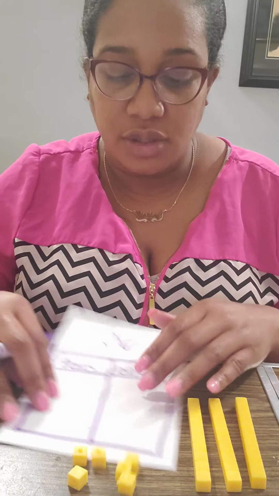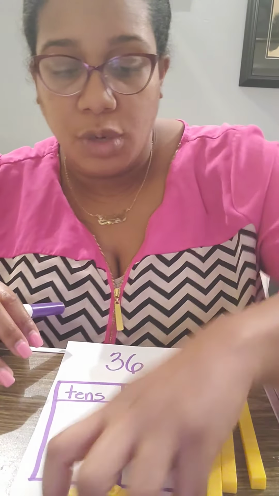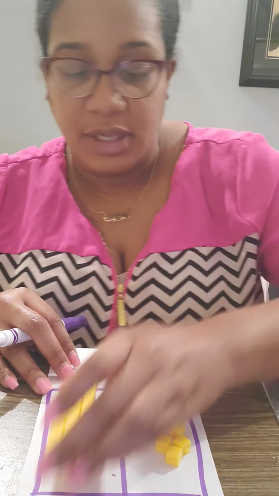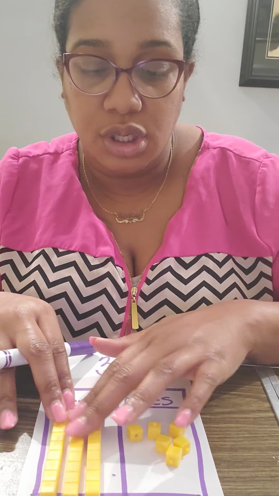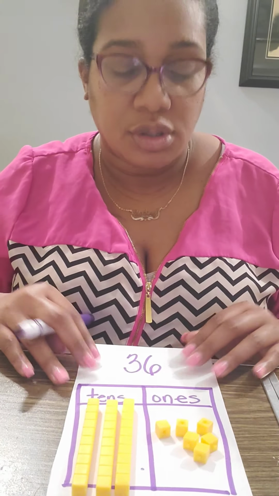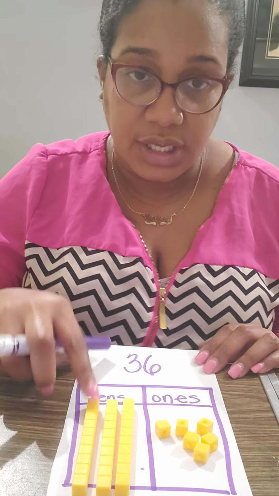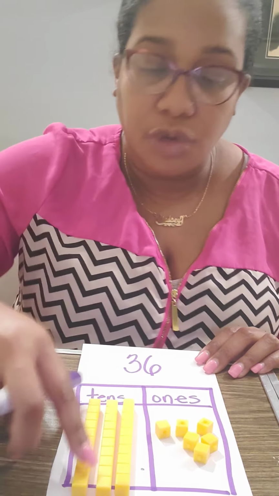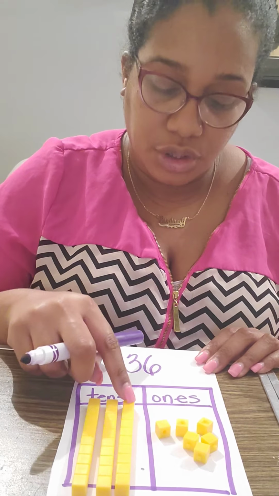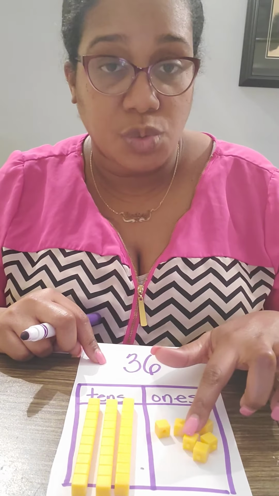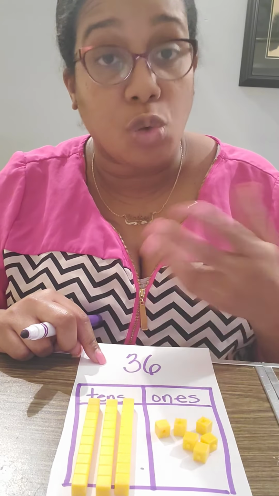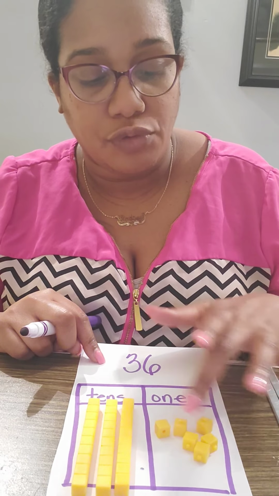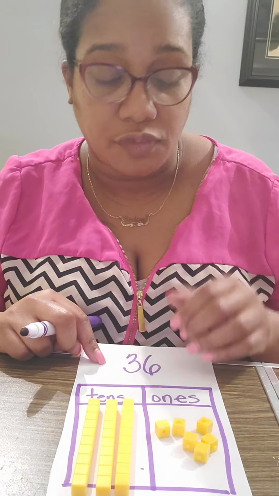With my place value chart, my ones go on one side and my tens go on the other. I have 3 tens. This 3 tens is worth 30. 10, 20, 30. I have 6 ones. These 6 ones are worth 6. I count ones one by one. 1, 2, 3, 4, 5, 6. That's what it's worth. All right.